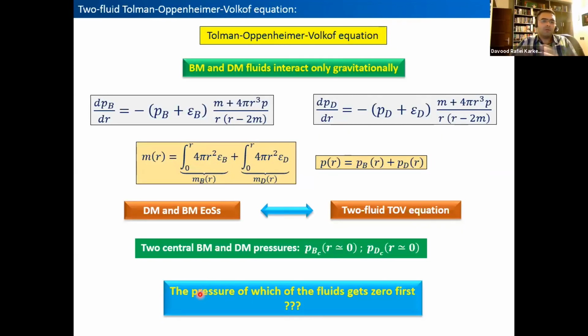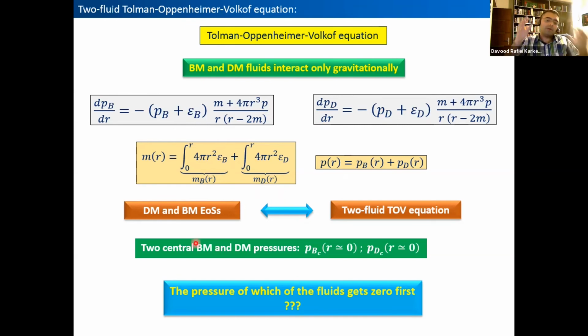So for all the people who are familiar with neutron star research, we know that when we want to investigate the structure of compact objects, we have to go through the Tolman-Oppenheimer-Volkoff equation. In this case, because we have dark matter and baryonic matter fluids which interact only gravitationally, we have the two fluid TOV equation, which you can see here: the derivative of the baryonic matter part in terms of radius, and for the dark matter part, here is the pure baryonic part and the pure dark matter part, and the mass and pressure here have contributions from both of the fluids. Here you can see M_B and M_D, and here P_B plus P_D.